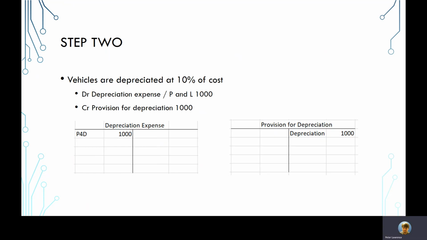Then vehicles are depreciated at 10% of cost. Now, there was no depreciation in our original trial balance, so we're going to create a couple of accounts. We're going to create a depreciation expense and we're going to create a provision for depreciation. You don't have to use a depreciation expense. You can do it directly to the profit and loss, but just for the sake of ease, we're doing it to a depreciation account. Now, our original vehicle cost £10,000, so 10% of that is £1,000. So we will debit the expense and credit the provision.